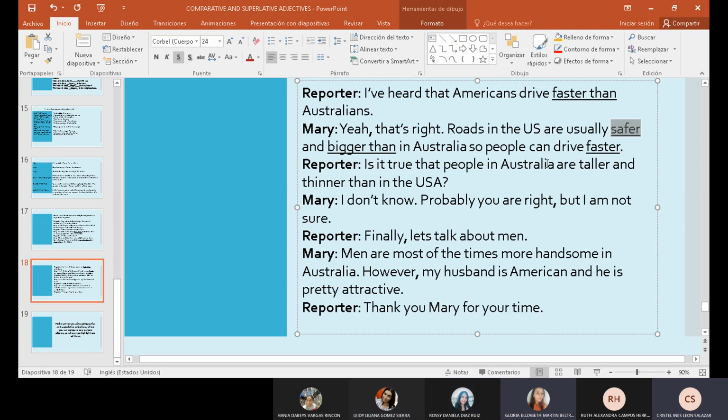What other, students? Taller and thinner. In Spanish, taller and thinner is alto y delgado. Más alto y más delgado que en los Estados Unidos. Okay, follow. What other? Most of the times, or more handsome. More handsome. And most of the times is time, is not adjectives. Ahí dice la mayoría del tiempo o la mayoría de las veces. Okay, more handsome is correct. More handsome in Australia. However, my husband is American and he is pretty attractive.